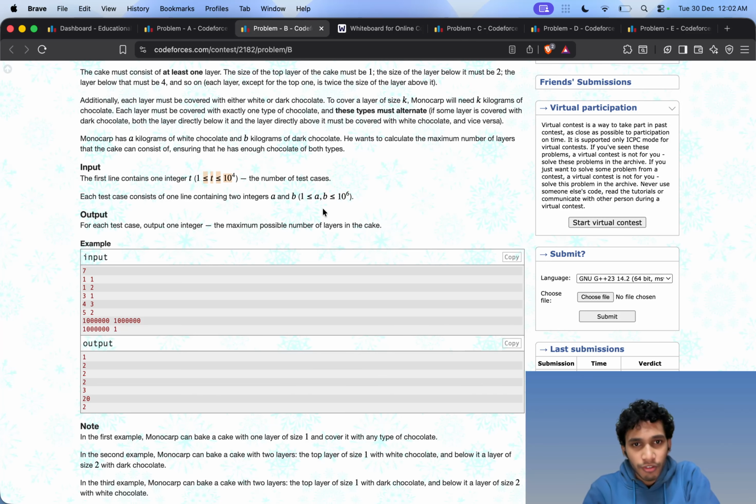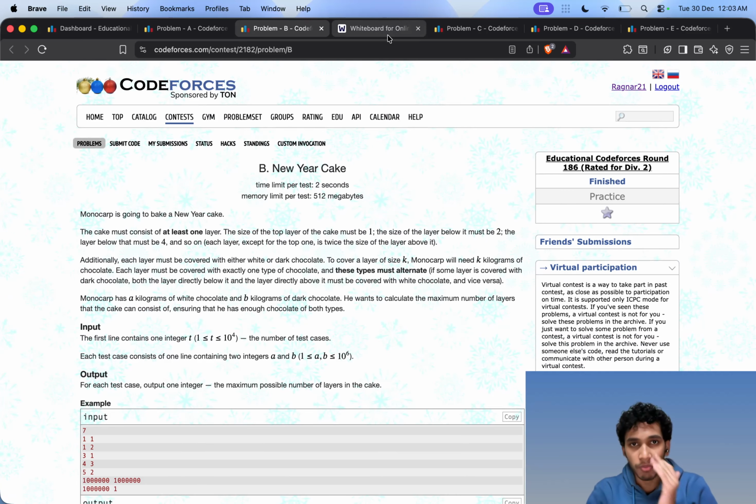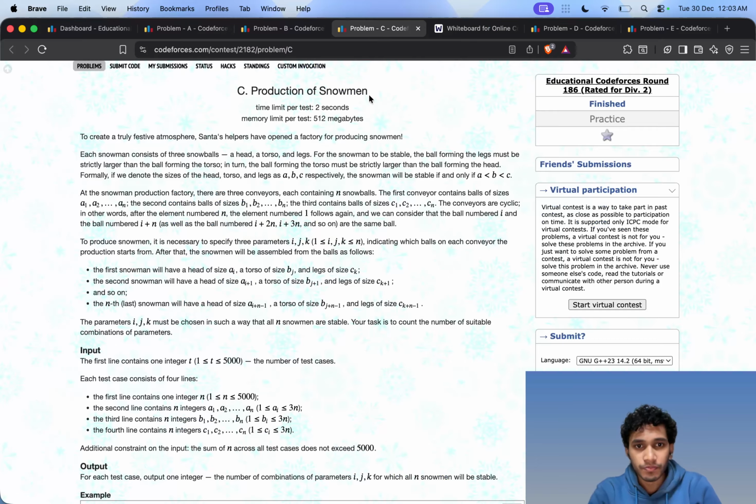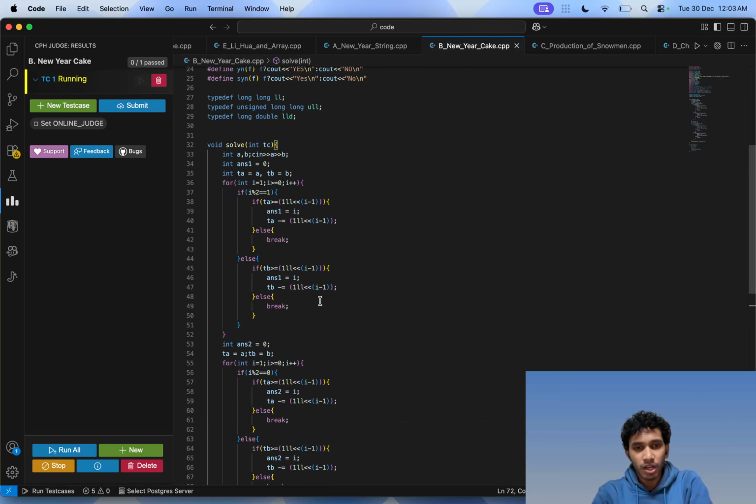So t cross log of a, log of max of a comma b, log of 10 to the power 6. That will work for sure. All right, that is it. So this solution fits in our constraint. Let's move to the next problem for now. You can see that this solution passes as well.